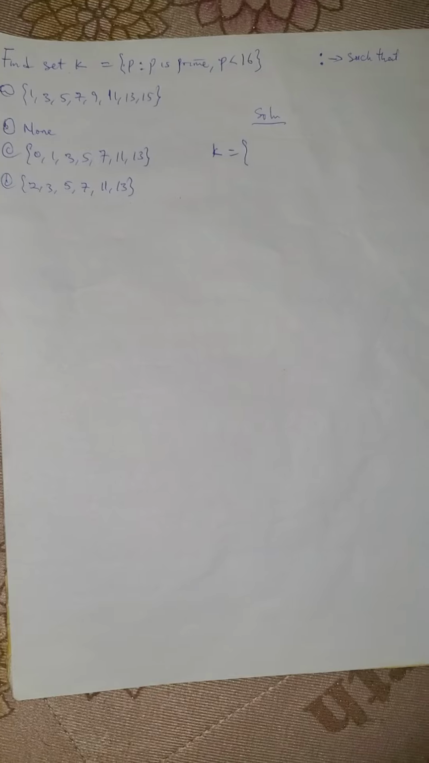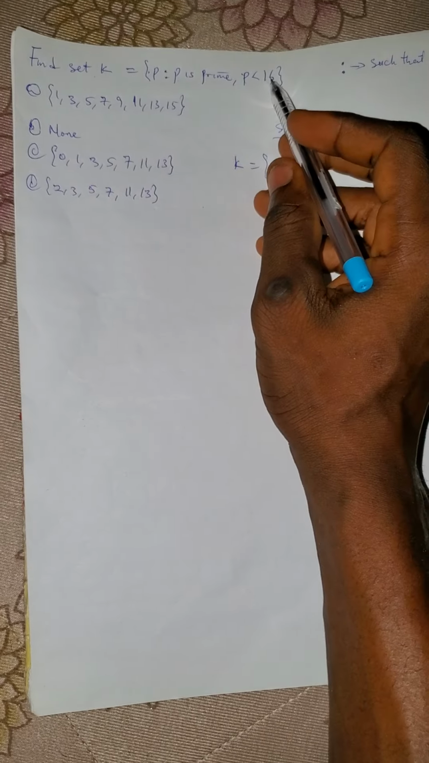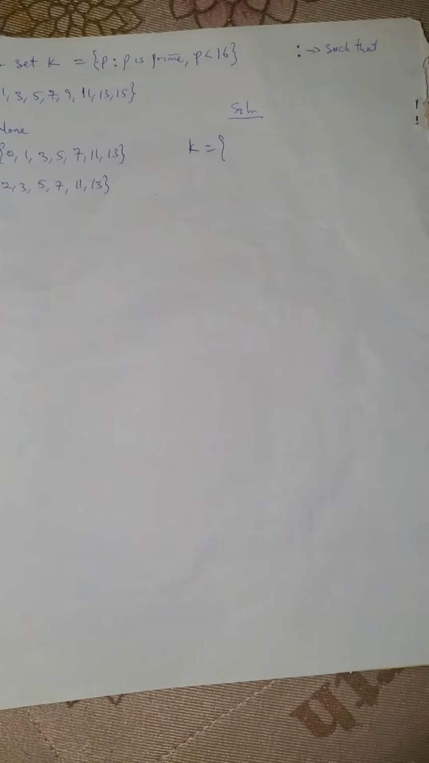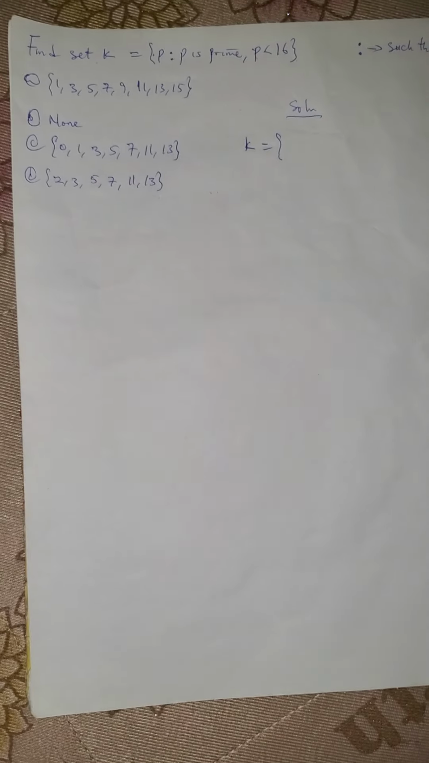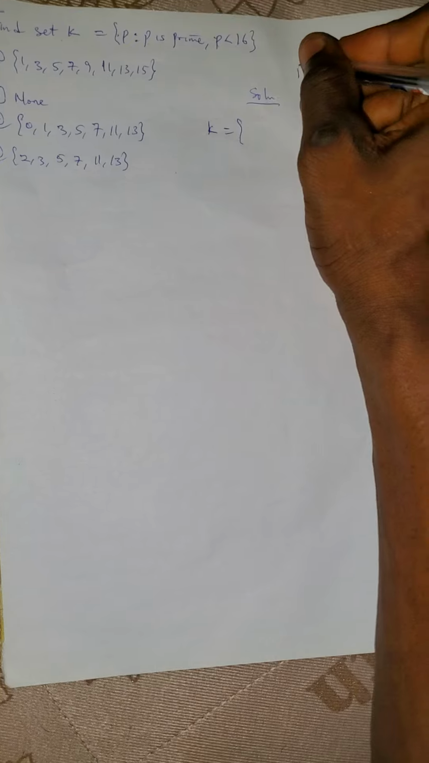And what are prime numbers? Prime numbers are numbers that have only two factors, that is 1 and itself. And P is less than 16. So since P is less than 16, let us start from 1. 1 cannot be a prime number because the factors we are using for a prime number are 1 and itself.